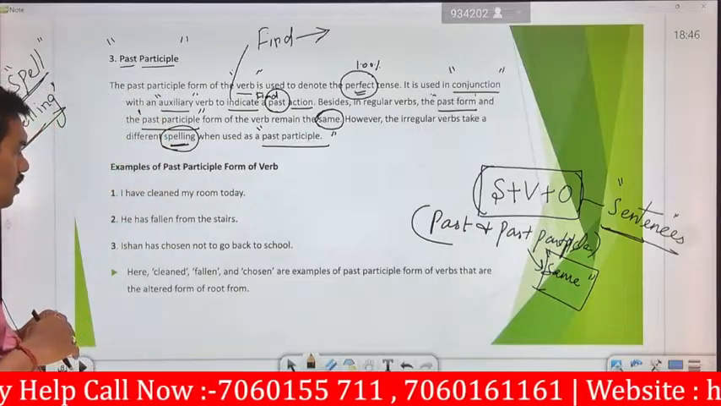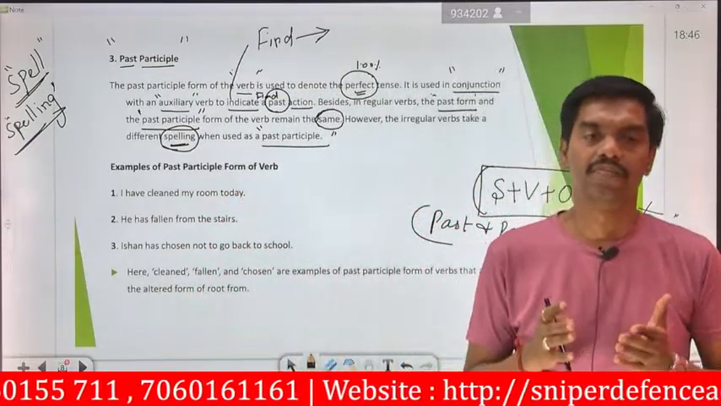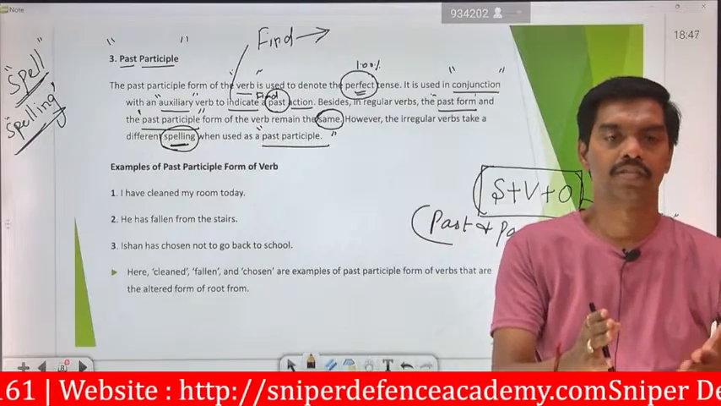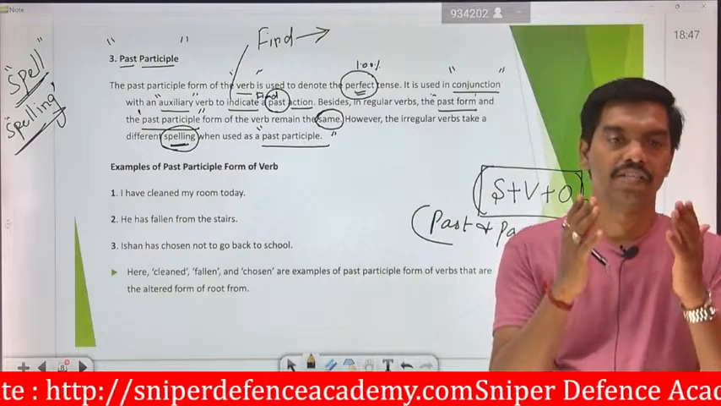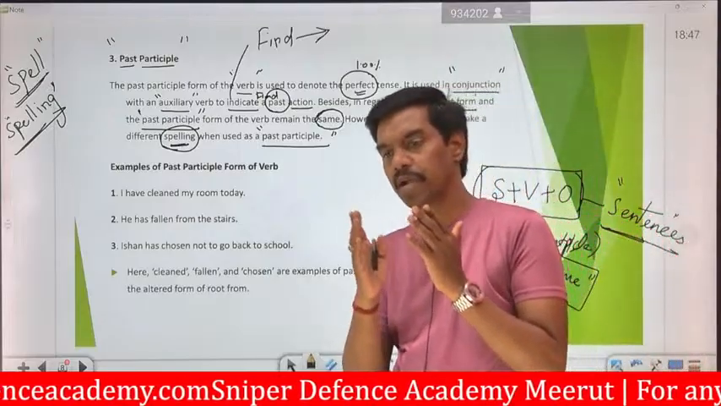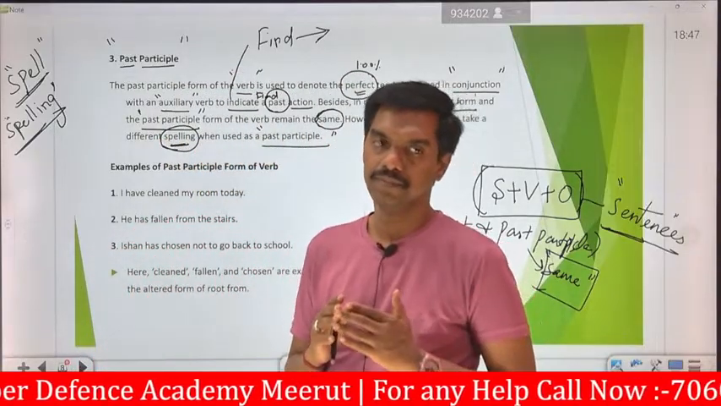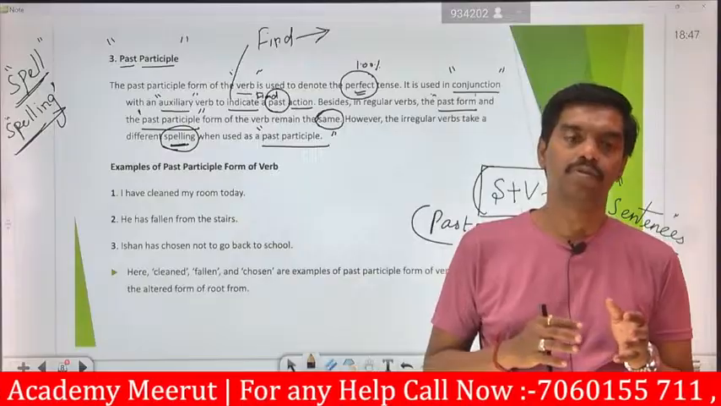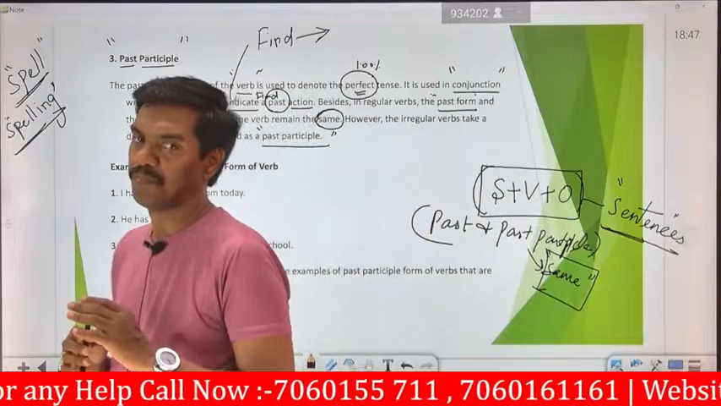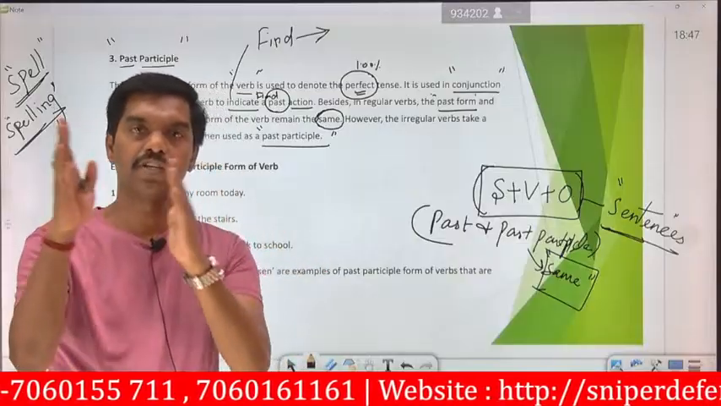So what are the examples, teacher? How can I identify? You say what is past participle, you say what is past form of verbs, and what is past participle form of verbs. So how can I identify, teacher? Okay, now we will see some past participle examples, and then we will see some more examples with comparative statements of past and past participle.